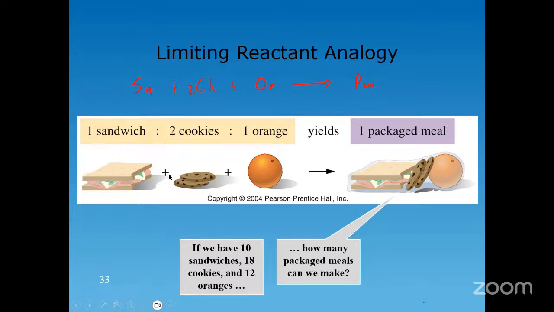So it turns out that the cookies will be the limiting item, because for every 2 cookies, you're gonna need 1 sandwich and 1 orange. So if you have 18 cookies, how many sandwiches are you gonna need to use up all those cookies? If you have 18, you're gonna need 9 sandwiches, which means you have more than enough sandwiches, so you're gonna have 1 sandwich left over. And then as far as the oranges are concerned, you're gonna need 10 oranges, you have 12 here. So therefore, the oranges would not be used up as well.